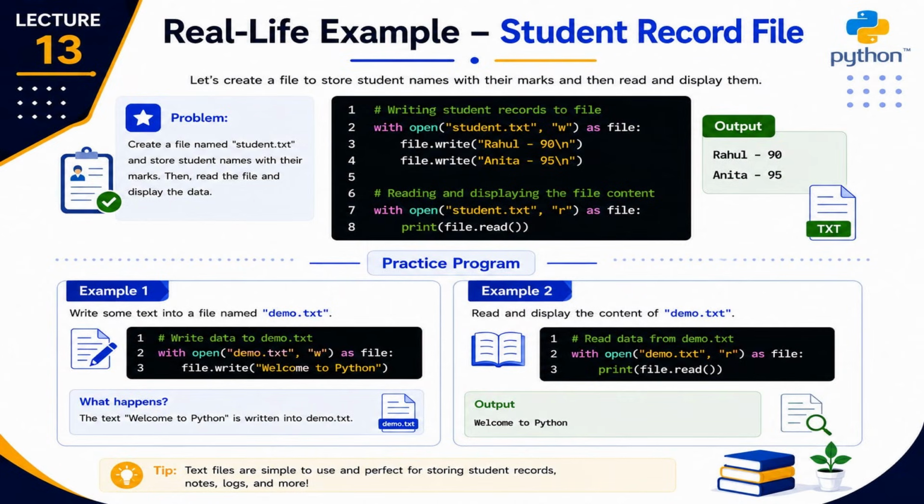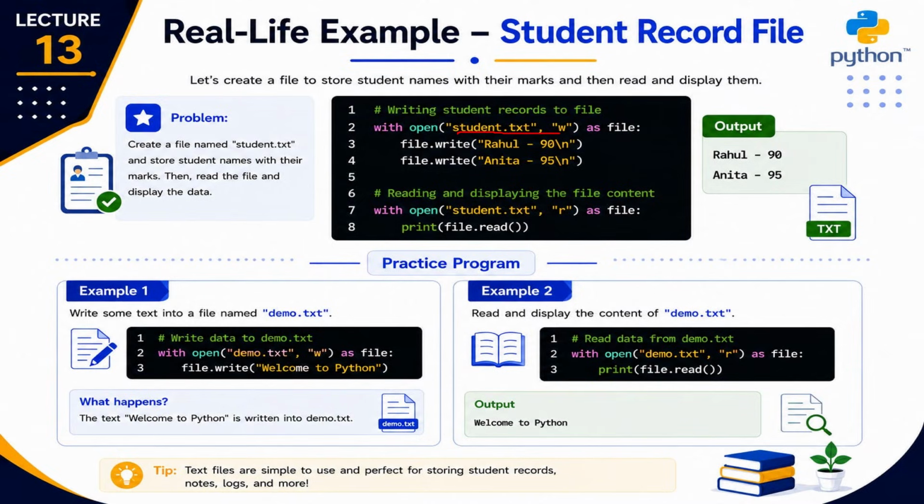Now let's look at a real life example of file handling by creating a simple student record file. Suppose we want to store the name of a student along with their marks in a text file and then read and display those records. So first we will create a file called student.txt. You can see here we are creating a file student.txt.